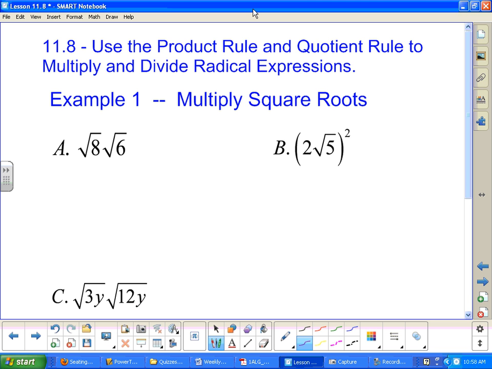Now, we've looked at the product rule. And so when you're multiplying 2 radicals, you just multiply the numbers together and then simplify it if you can. So this first example here, it says the square root of 8 times the square root of 6. Well, we're just going to multiply 8 times 6 together. What do we get? 48. So this is the square root of 48. And then now I want to simplify the square root of 48 if I can.